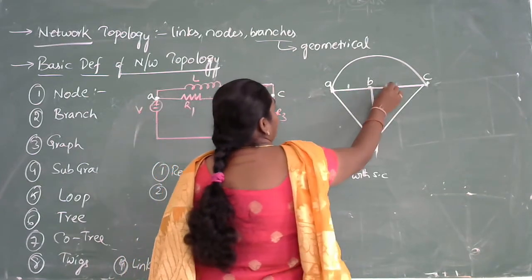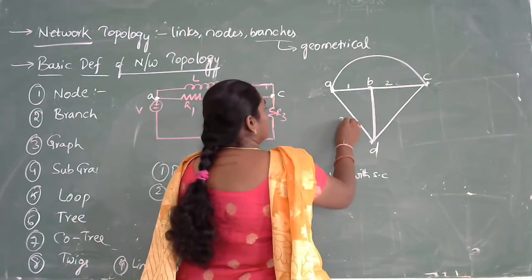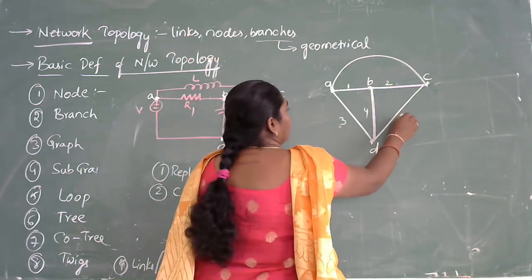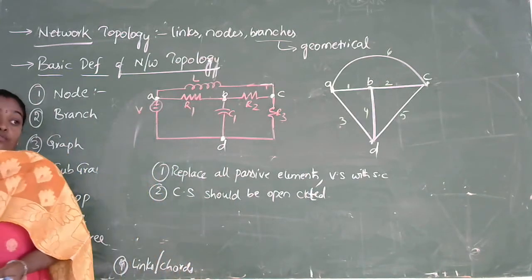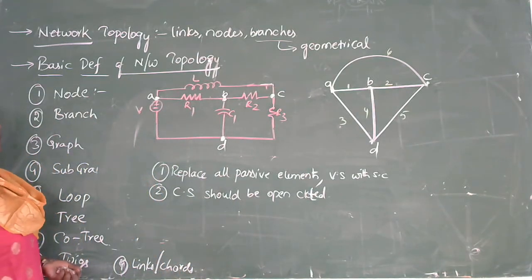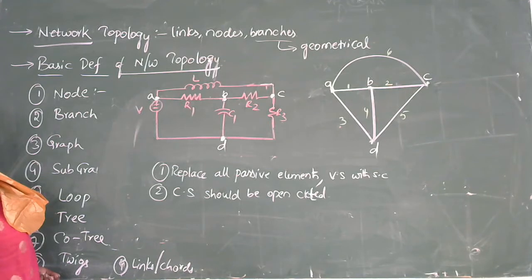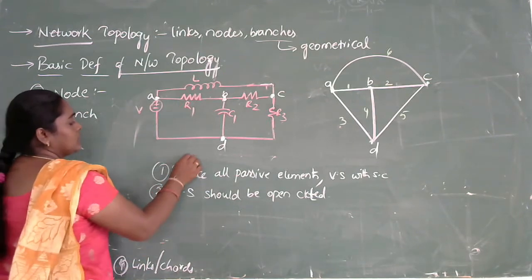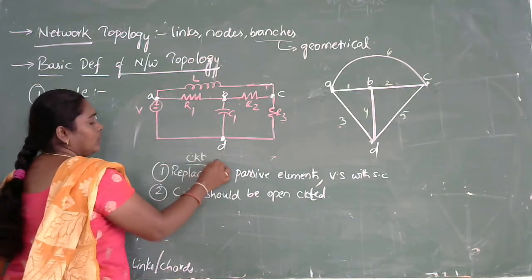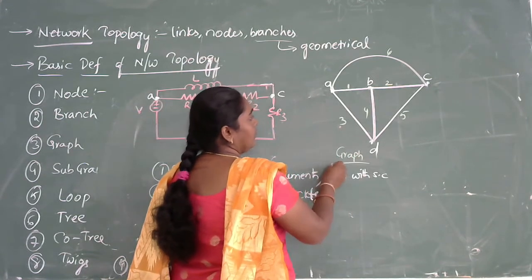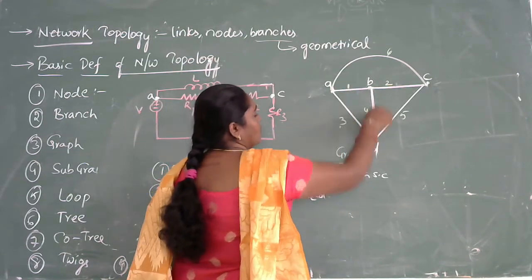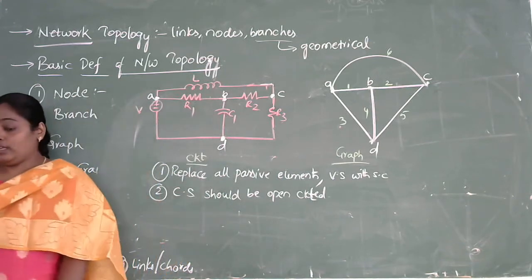Let me take 1, 2, 3, 4, 5, and 6. So here it consists of 4 nodes A, B, C, and D, and 6 branches, 1 to 6. So this complete thing is called a circuit, and this is called a graph, because a graph consists of nodes as well as the branches of a circuit.